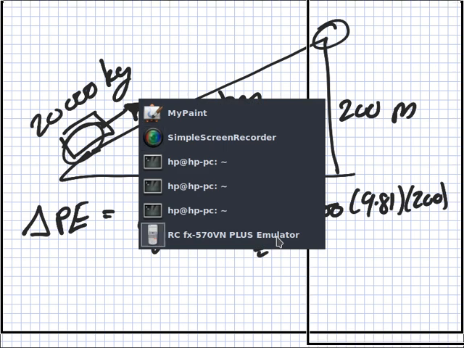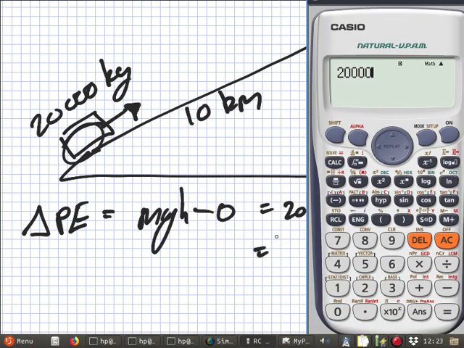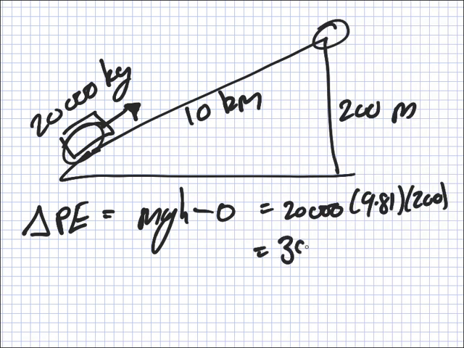20,000 times 9.81 times 200. Whoa, it's a big enough number. 39.2 megajoules. Or you could write it as 10 to the whatever you did. Do you get this? Right, part B now. What's happening there?